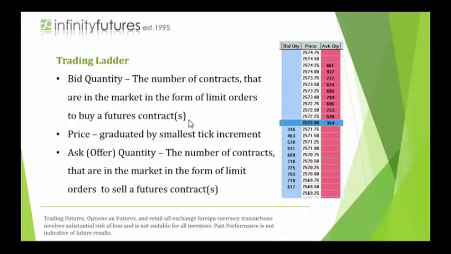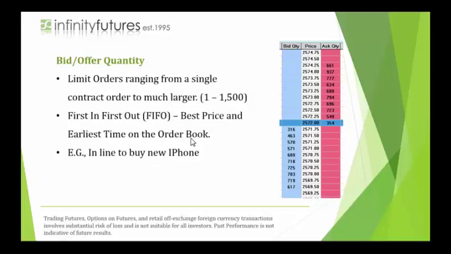So the bid quantity is simply a representation of how many contracts are in the order book at the CME Group to buy an E-mini S&P at a certain price. Alternatively, in the pink column again, it's how many limit orders are in the order book that represents people selling at any given price 10 ticks above.